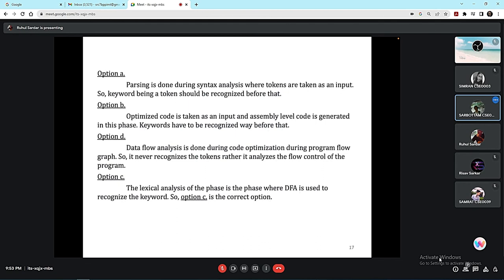Option A is incorrect, as parsing is done during syntax analysis where tokens are taken as an input. Keyword being a token should be recognized before that. Option B is also incorrect, as optimized code is taken as an input and assembly level code is generated in this phase. Keywords have to be recognized way before that. Option D is also incorrect, as data flow analysis is done during code optimization on the program flow graph. So it never recognizes the token, rather it analyzes the flow control of the program. Option C is the correct option, as DFA is used to recognize the keyword during the lexical analysis phase.